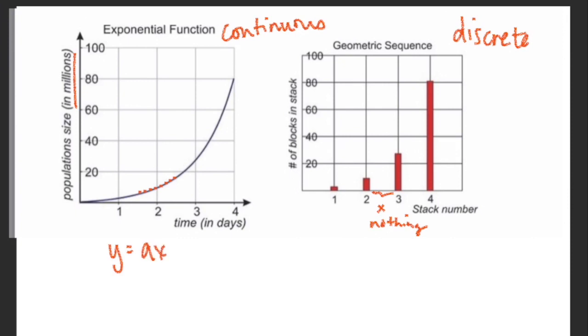And again, the main difference is the formulas. The exponent from the geometric sequence is going to change a little bit. We're going to subtract 1 from that, whereas the exponential function is just to the power of x.